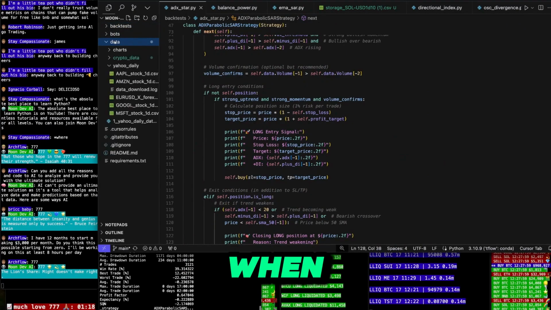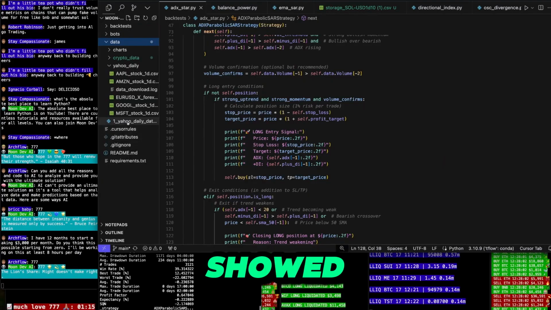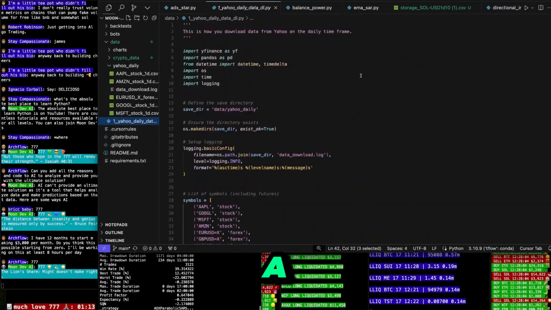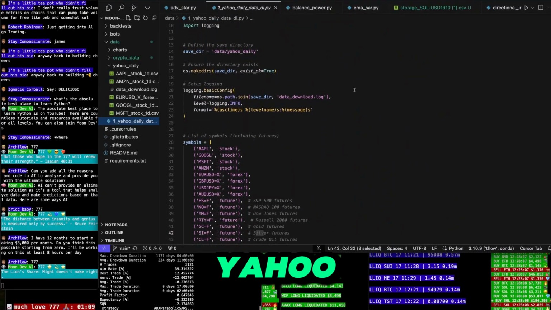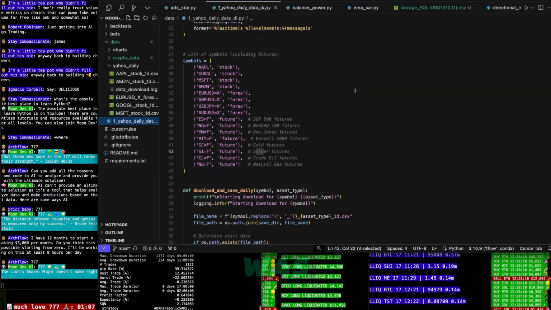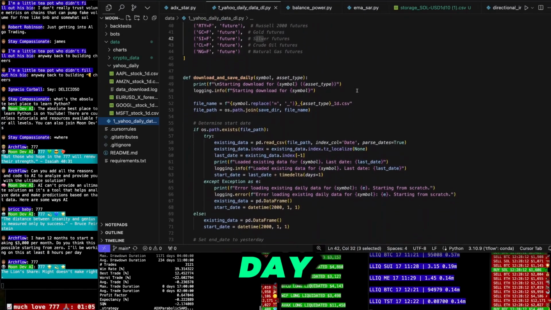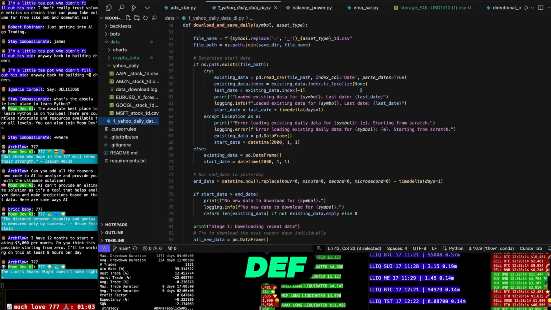I don't know when. I've got a lot of data here. I showed you how to build an unlimited data folder or path file here with Yahoo Finance as well. That was a pretty thug move to start the day. 777 to MoonDev.